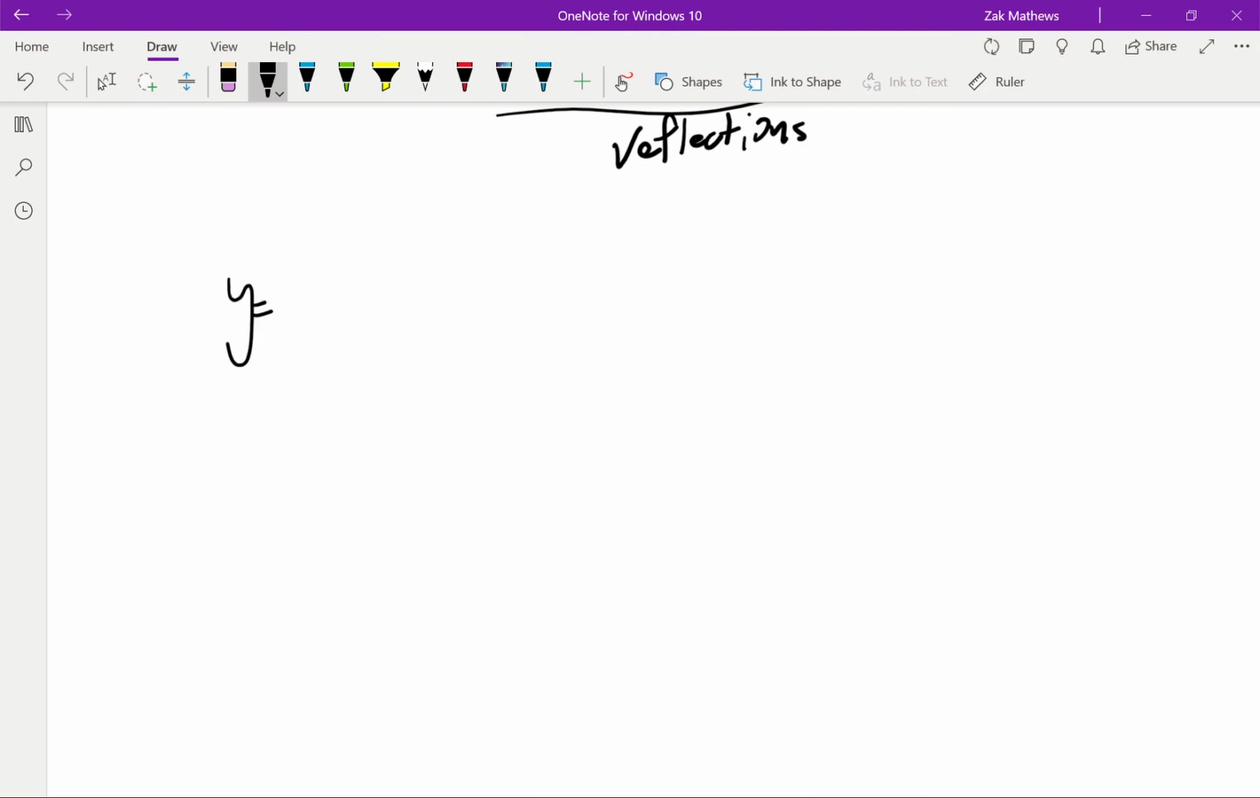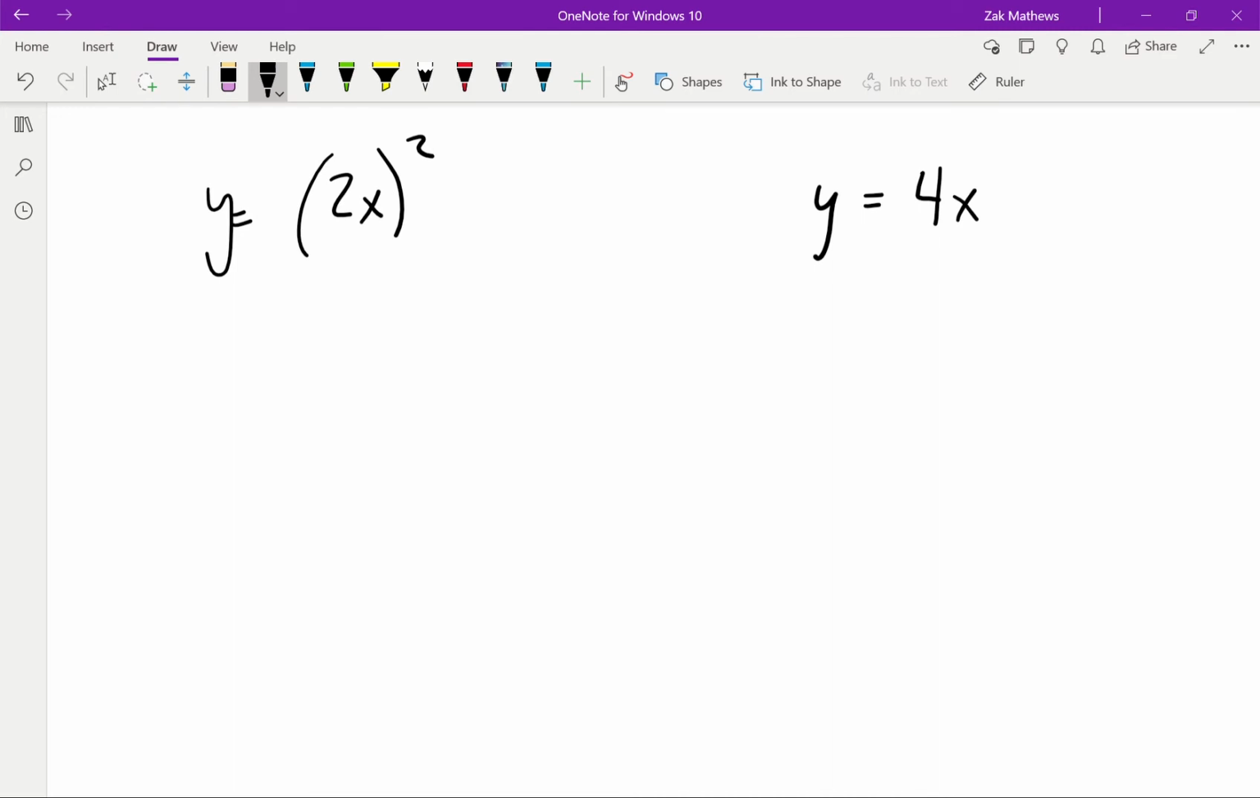My goal is to do the same thing. I'm going to denote the parent function. I'm going to list transformations, and then I will do the graph. So I'm going to do two examples to start with to show the difference between the vertical and horizontal. So I see y equals (2x) squared, and I see y equals 4x squared, the x just being squared in that second case. In both cases, our parent function is the x squared function.